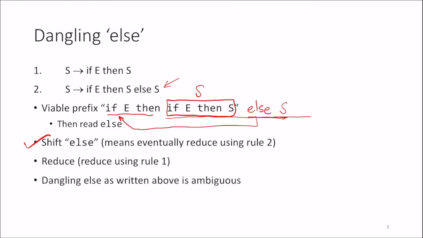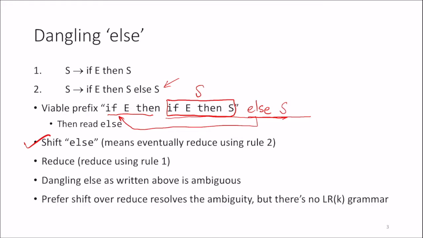The parser is only a little bit more complicated because we've just added this heuristic to it. So this dangling else is ambiguous, but I can modify the parser so that I can get only one tree out of it. So preferring the shift over reduce resolves the ambiguity, but there is no real LRK grammar. Like if you just run the grammar through the LR1 table construction algorithm, you're going to get a conflict. It's just that we're going to resolve the conflict by just preferring to shift over reduce.